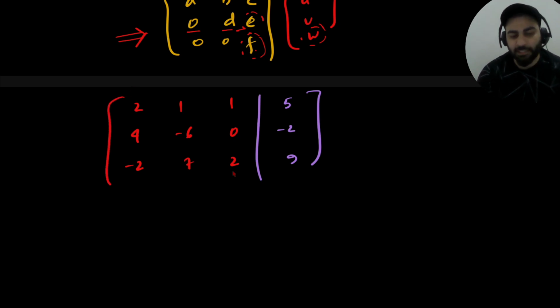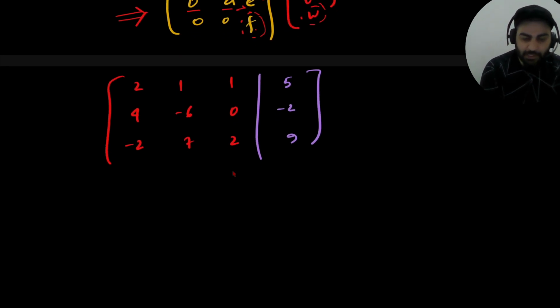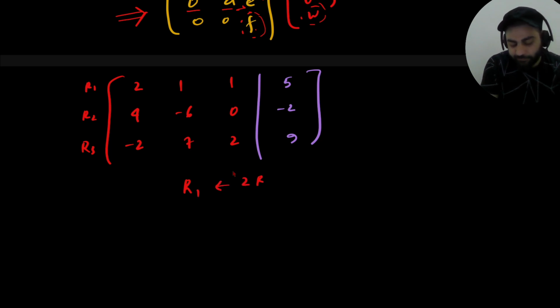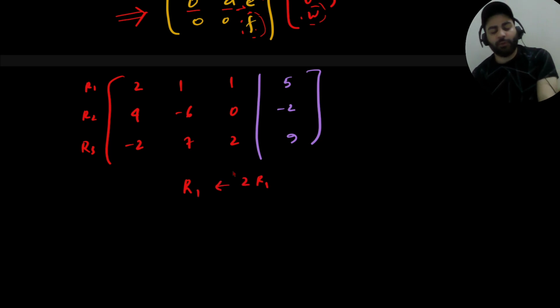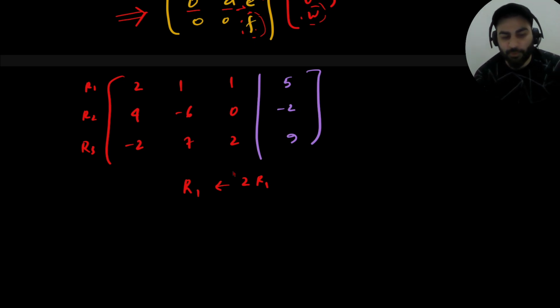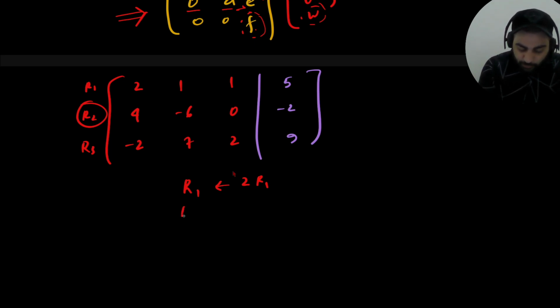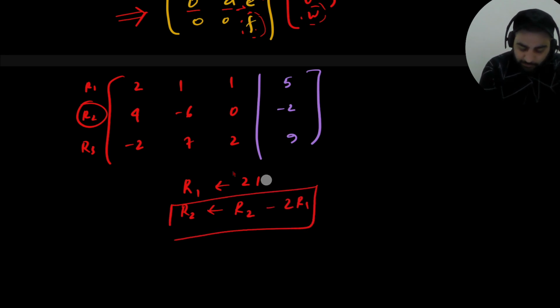The first thing that we'll do is multiply this first equation by 2. Let's call this R1, this is R2, and this is R3. How do we write this? We can write R1 goes to 2 times R1. That's the first move. And then we can subtract 2 times the first equation from the second. So this is our second row. We can write R2 is now R2 minus 2 R1. This is what we'll be doing, the final move.